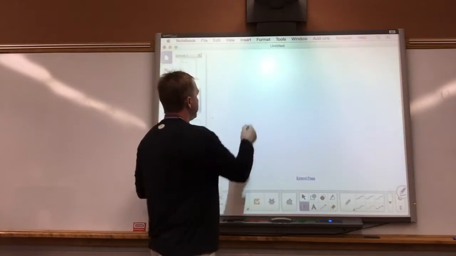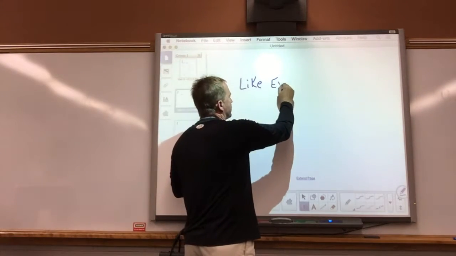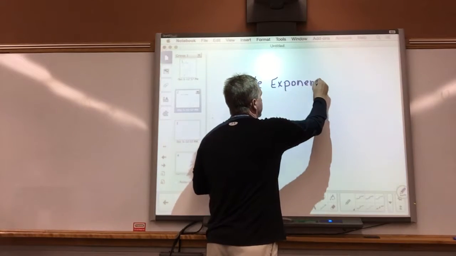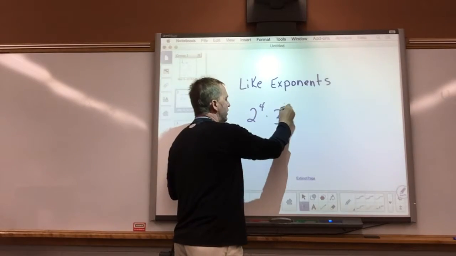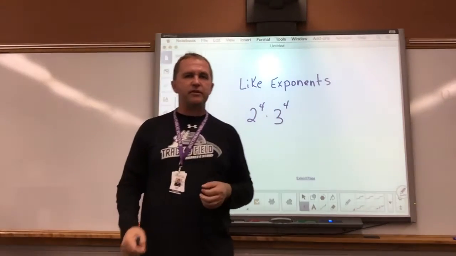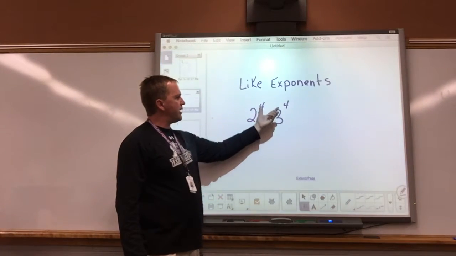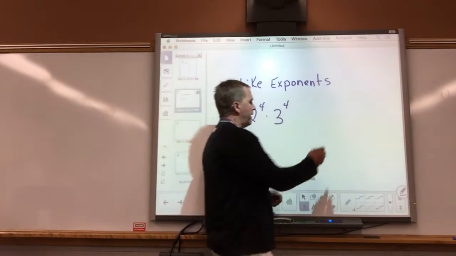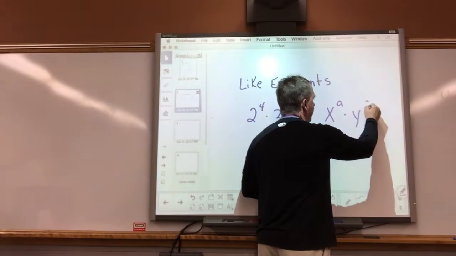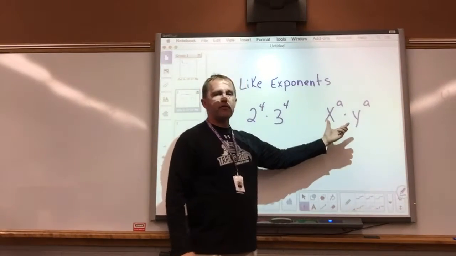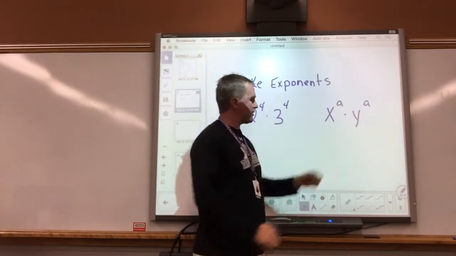The second law is what I call like exponents. In this case, we'll take 2 to the 4th and multiply that by 3 to the 4th. In a previous tutorial, we dealt with like bases, but in this case the bases are 2 and 3. They're not the same, but we do have exponents that are the same. If we have something like x to the a multiplied by y to the a, don't let the x and the y and the a confuse you. The x and y just represent that the bases are different, and the a's represent that the exponents are the same.